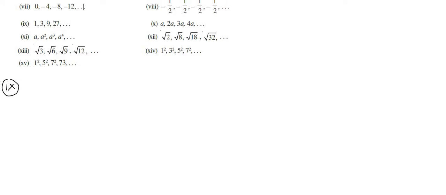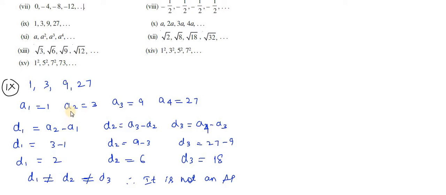Here a1 is 1, a2 is 3, a3 is 9, a4 is 27. So you should find the difference. That is d1 is a2 minus a1, d2 is a3 minus a2, and d3 is a4 minus a3. So therefore d1, d2, d3, we got 2, 6 and 18. So d1 is not equal to d2 is not equal to d3. Therefore it is not an AP. Okay, it is not an AP.